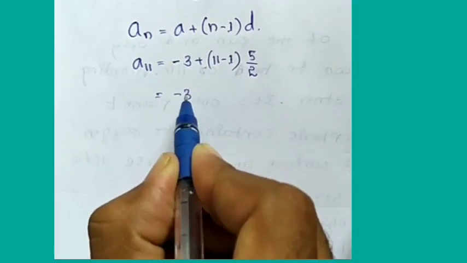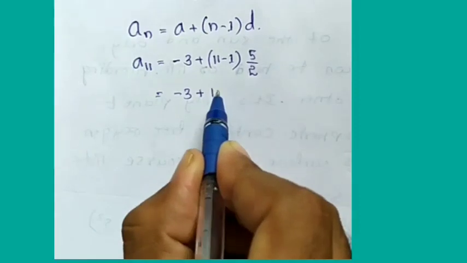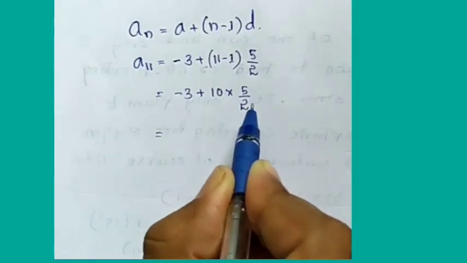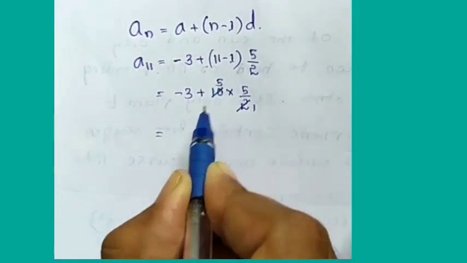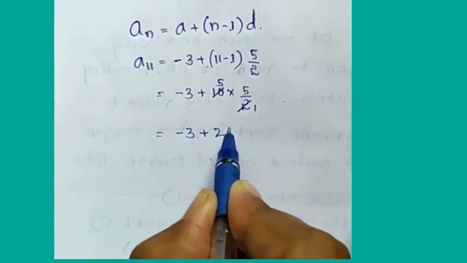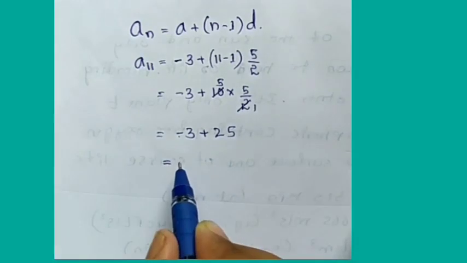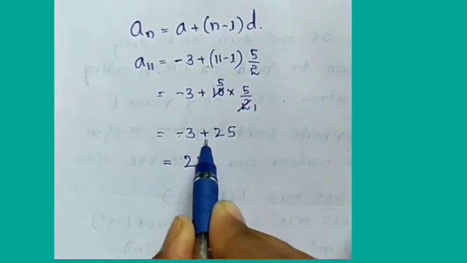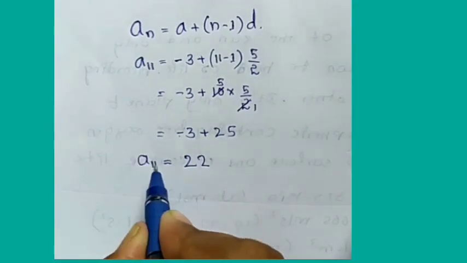So minus 3 plus 11 minus 1 becomes 10 into 5 by 2. Here it is multiplication, so do the cross cancel. 2 1s are 2, 5s are 5. Here minus 3 plus, 5 into 5 is 25. Here minus, here plus, so opposite signs are there. So go with the subtraction from the bigger number. 25 minus 3 you will get 22. The greater number's sign is plus, so we get plus 22, that is our 11th term.